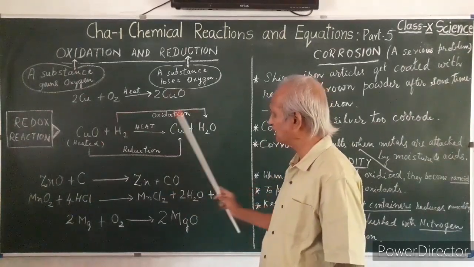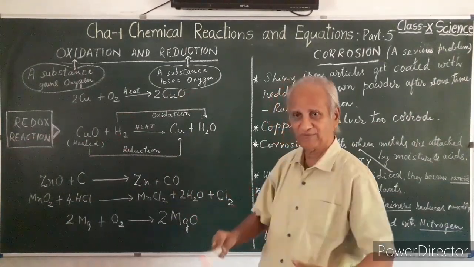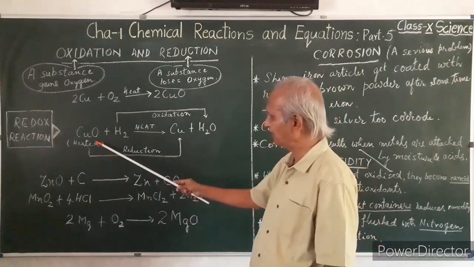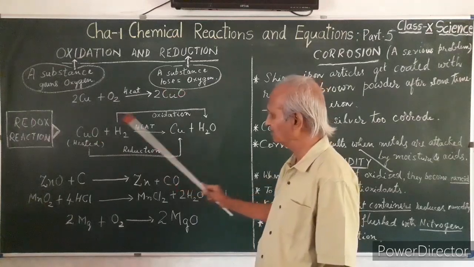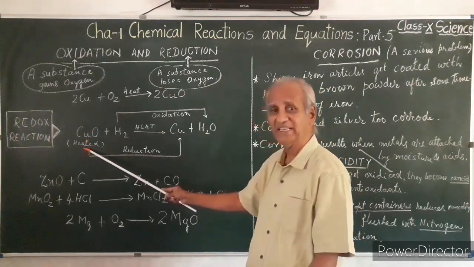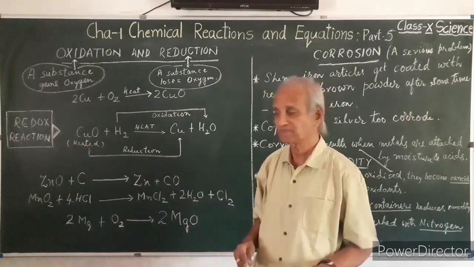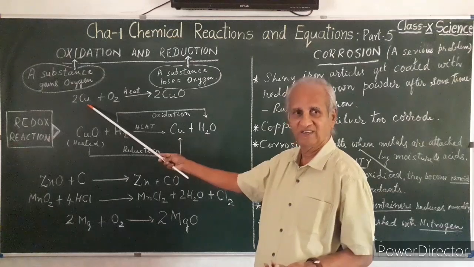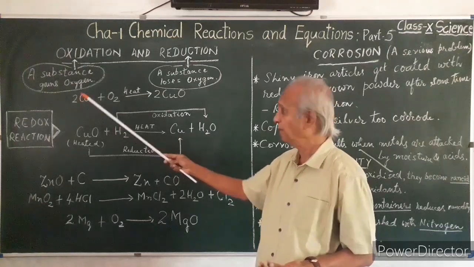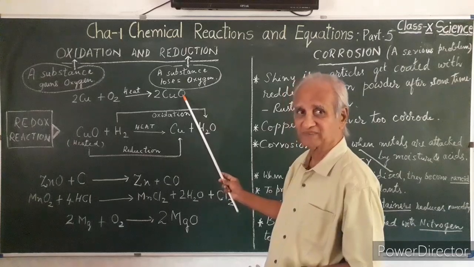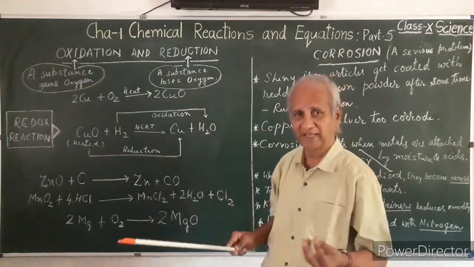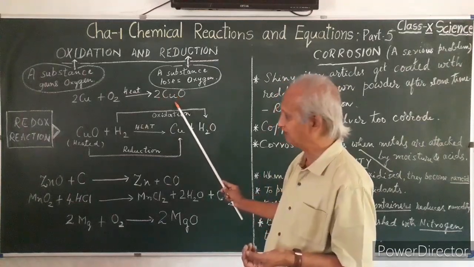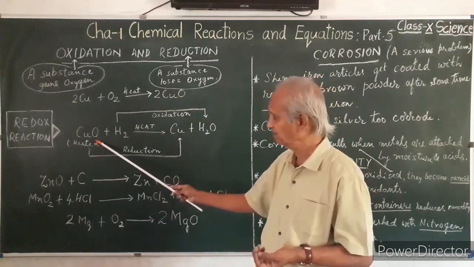Whereas, if we just move further, the same reaction continues a step further. That's why I have written CuO here. Copper oxide. It is already heated. The copper powder here, which is brownish, becomes black when you heat. CuO will be black. It has taken in oxygen.